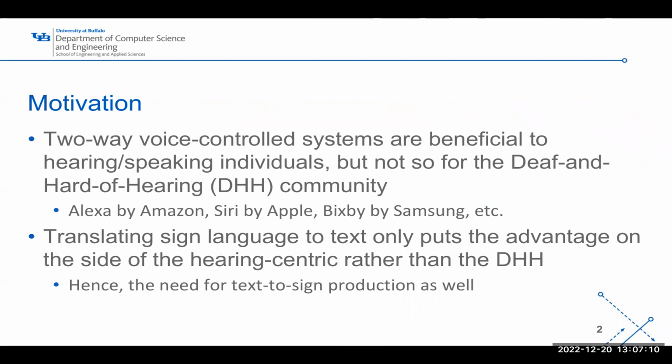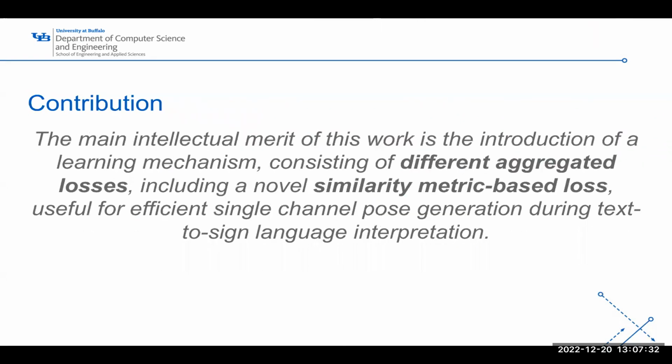Now, translating sign to text is already a research problem that's actively worked upon. But the other way, translating text to sign, which is really spoken word to text to sign, is a more challenging AI problem. And that's what we focus on in this paper. So the main contribution of this work is really investigating the presence of different aggregated losses, including a novel similarity metric-based loss for improving text-to-sign language generation.